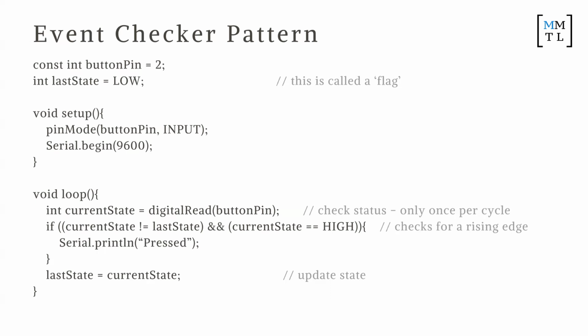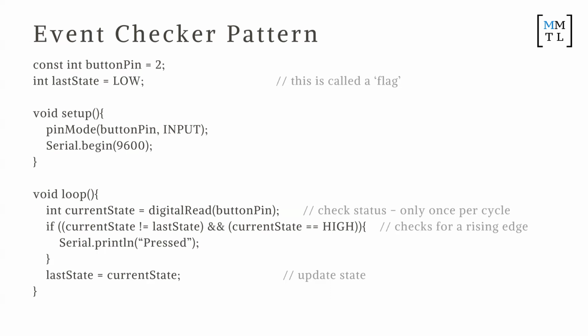Now, as soon as I press it, what happens? This will loop around, this reads here, and it goes, this is now high. So current state is equal to high now. And it goes, if current state doesn't equal last state, that is now true, right? Current state equals high, that is also true, so it will print press. And then it updates this to high.